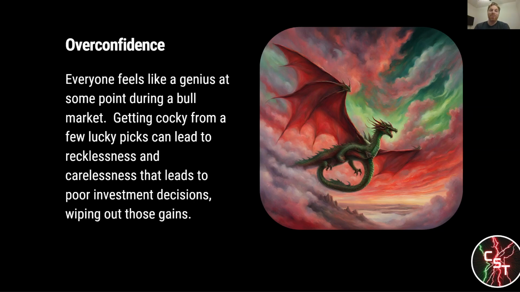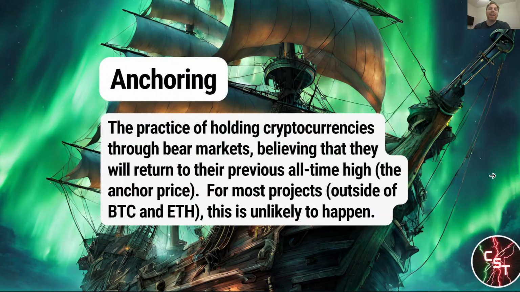Getting cocky from a few lucky picks can lead to recklessness and carelessness that leads to poor investment decisions, wiping out all your gains. Anchoring is the practice of holding cryptos through bear markets, believing that they'll return to their previous all-time highs. And this is often known as the anchor price. This is pretty unlikely to happen, though, for most crypto projects. A lot of them won't return to their previous cycle all-time highs. Bitcoin and Ethereum have a much better chance of doing that, but outside of those two, there's not very many that will be able to meet or exceed their previous all-time highs.